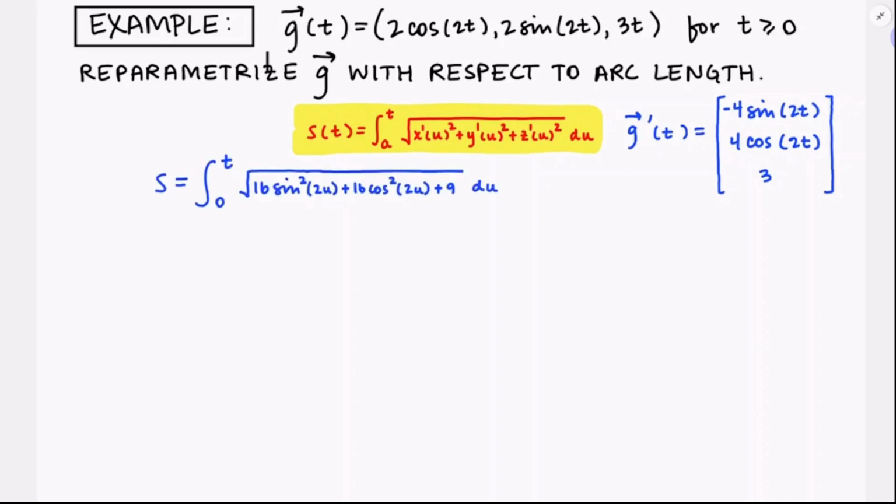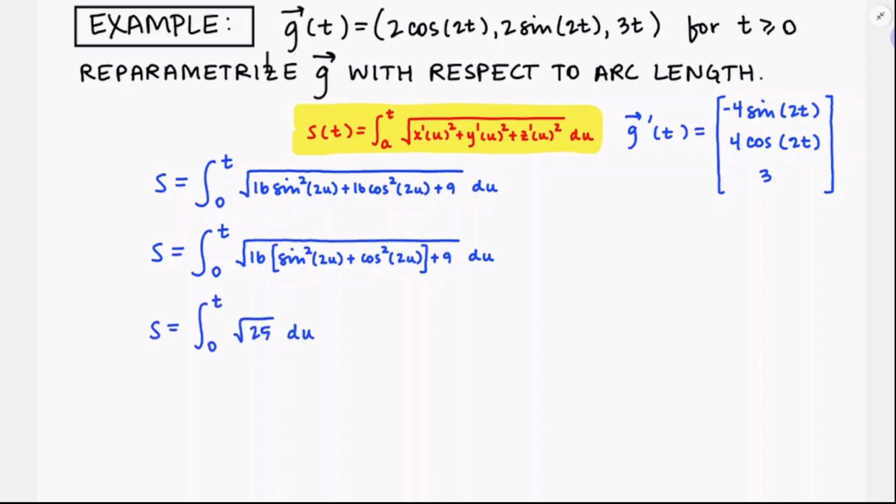And then we'll set up our integral, and I'll have the integral from 0 to t of the square root of 16 sine squared of 2u plus 16 cosine squared of 2u plus 9. And I'm going to factor out the 16 from that sine squared plus cosine squared because I got the same argument. I'm going to use that trig identity. And you'll see, okay, that's going to be 16 times 1 plus 9. That's going to be the square root of 25.